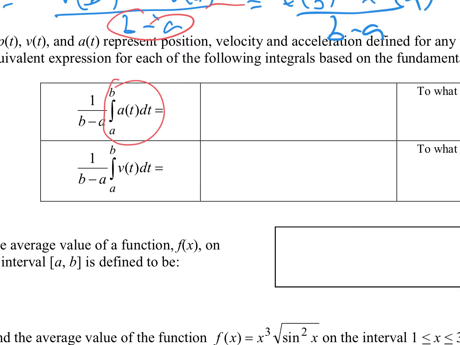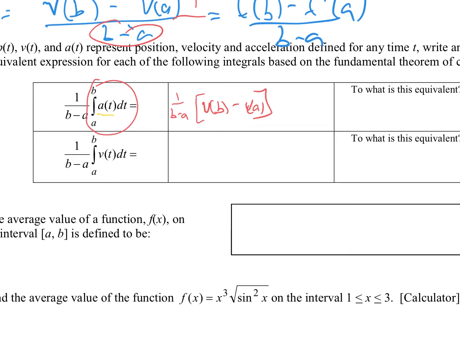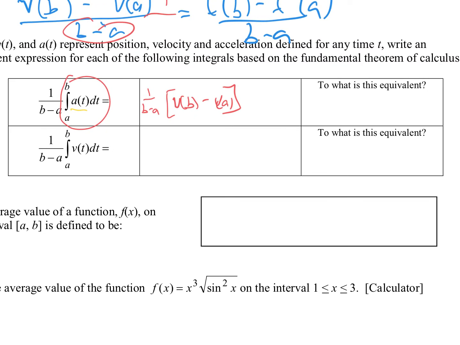So when I do the integral of the acceleration function, this turns into 1 over b minus a times, well, when I integrate acceleration, it knocks it down to velocity. Velocity of b minus velocity of a. What did I just do? This was the average value of the acceleration function.